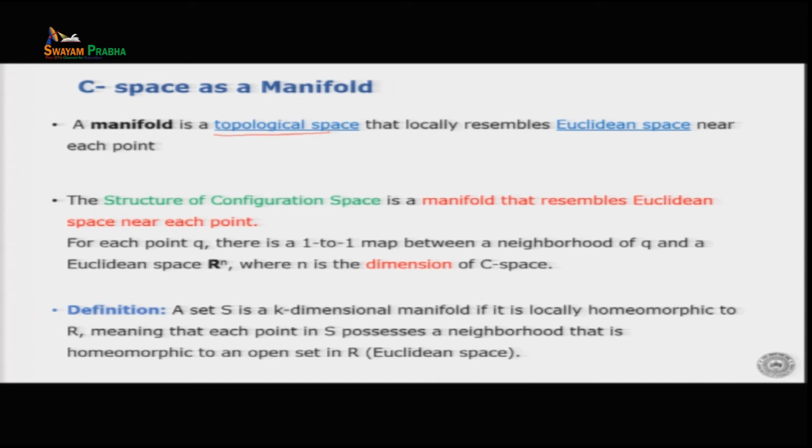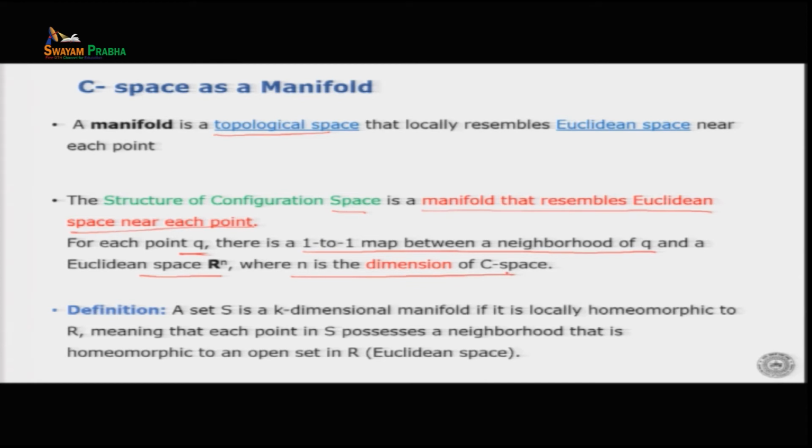The structure of the C space is called a manifold that resembles Euclidean space near each point. So, C space is a manifold and it locally resembles the Euclidean space near each point. That is the reason why you are able to go from one space to another space, and the dimensions are the same also. Now, for each point Q, there is a one-to-one map between a neighborhood of Q and a Euclidean space R raised to n, where n is the dimension of the C space.